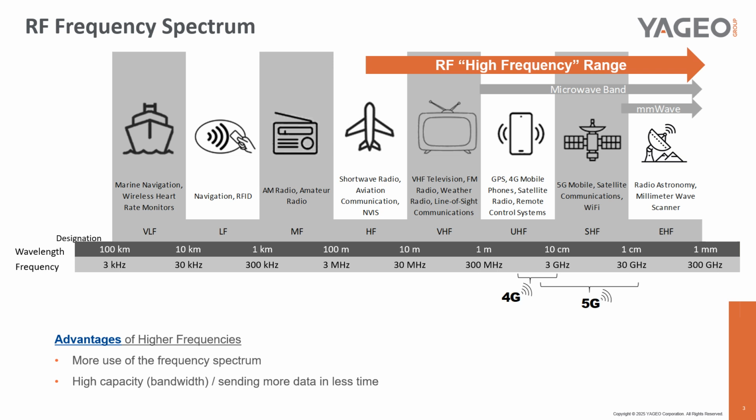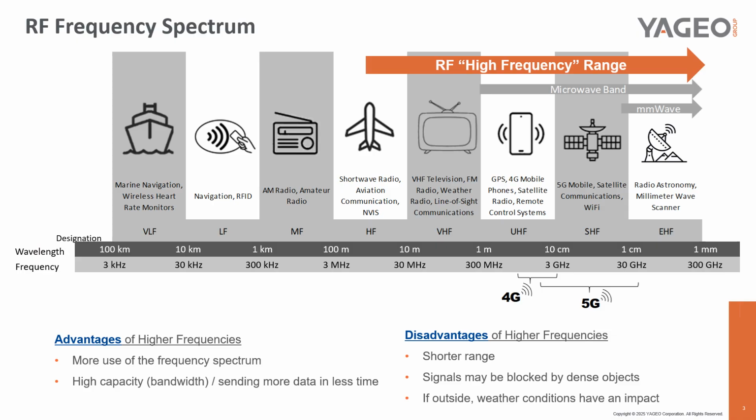Additionally, as we move to a higher frequency, we have a higher capacity or bandwidth to send more data in less time. So this is very important in smartphones and autonomous driving, that we can move data quicker in a given amount of time. When we think of 5G, the first thing that comes to mind is more data, and it's one of the reasons that we're operating in this higher frequency band.